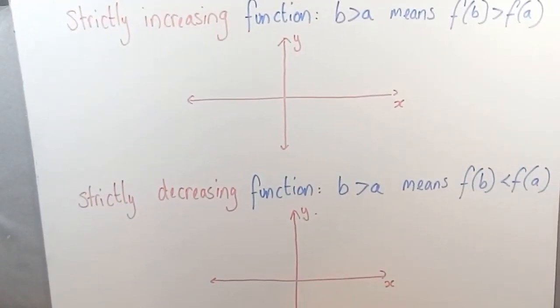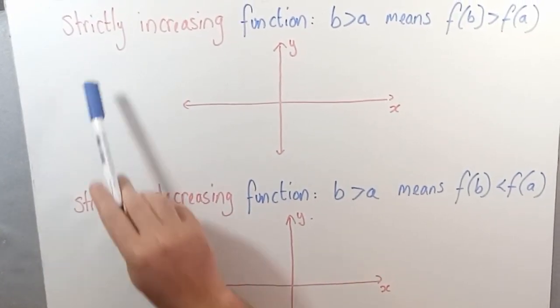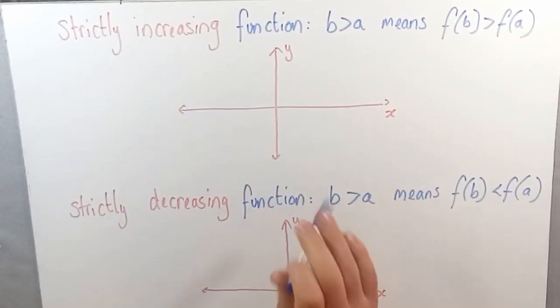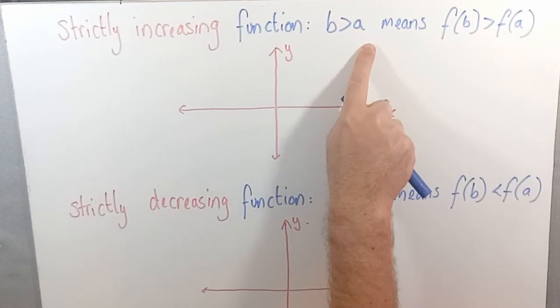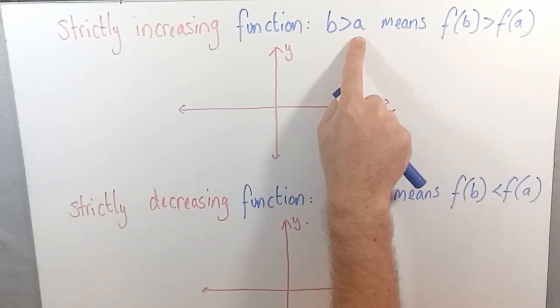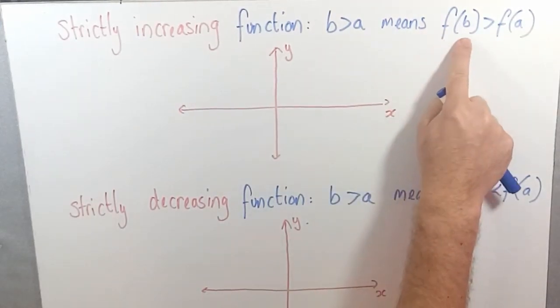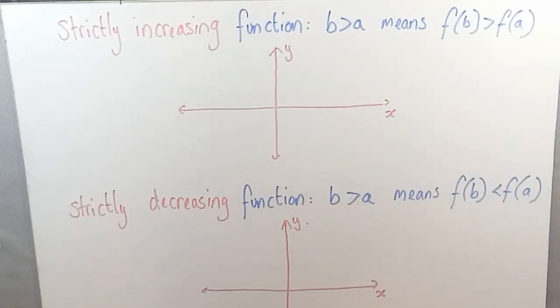A couple more definitions. Okay, some more definitions here. Okay, strictly increasing function. It's just a definition. If b is greater than a, that means f of b has to be greater than f of a.